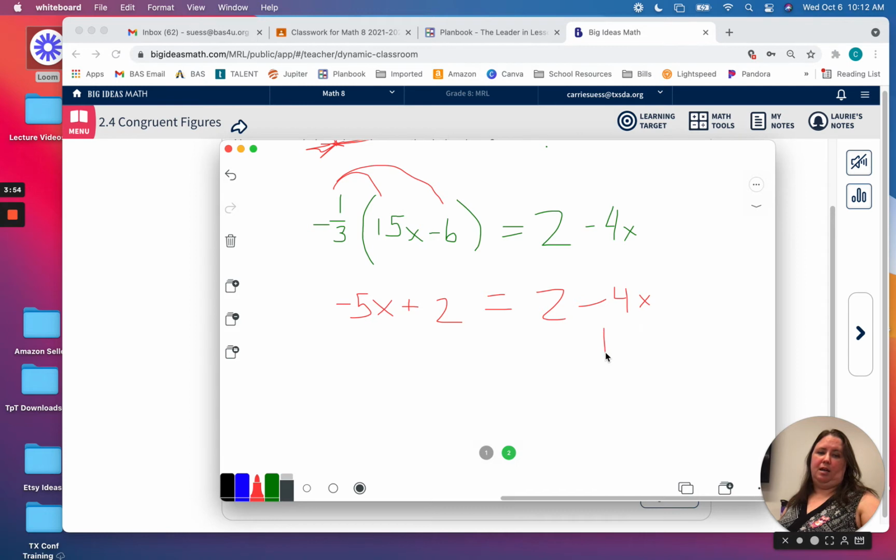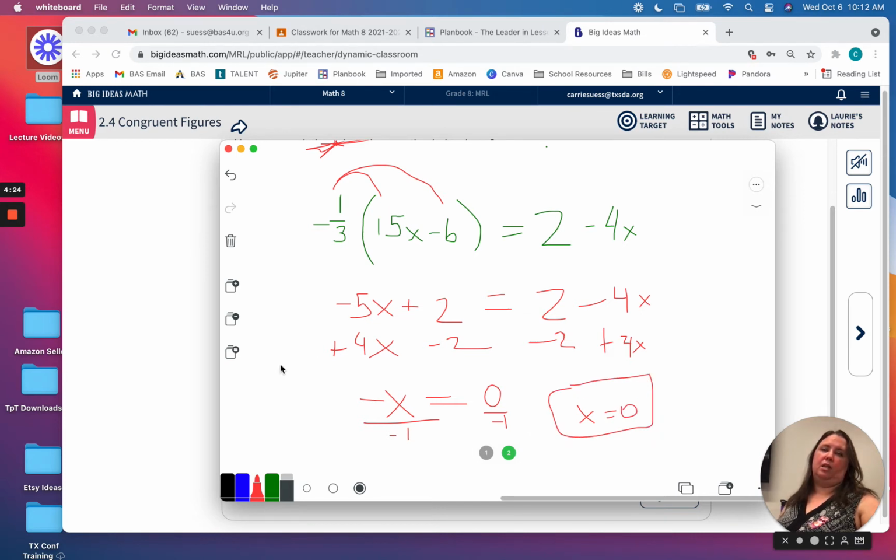Okay, so now I'm going to add 4x over to that side. Ooh, that 4 looks funky. Writing with a mouse is a challenge. Minus, that's a 2. Minus 2. So what is negative 5 plus 4? Negative x. Negative 1x, same thing. 2 minus 2 would be divide by negative 1. Divide by negative 1. So I get x equals, what's that? One solution, many solutions, or infinitely? One solution. So you have one solution twice.